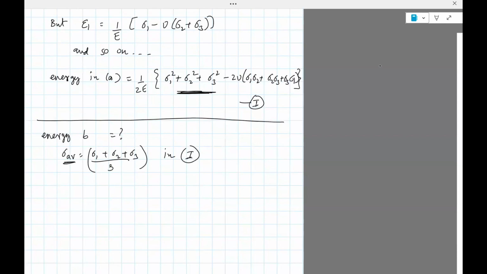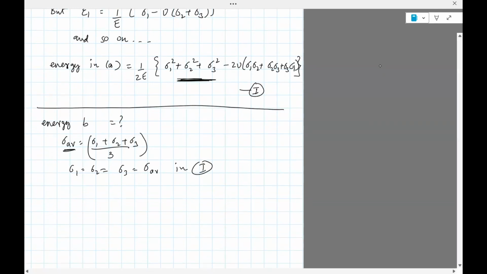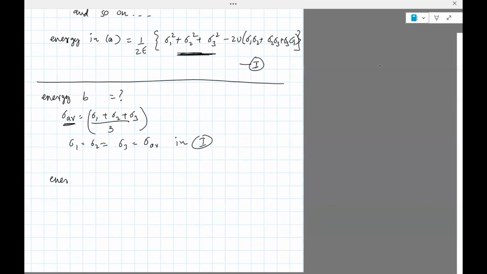We put sigma 1 to be sigma 2 equals sigma 3 equals sigma average. Sorry, this should be in 1. And then we'll have an expression for energy in B. Simply 3 times 1 minus 2 times Poisson's ratio divided by E, times sigma 1 plus sigma 2 plus sigma 3 divided by 3, squared. So this is 2.